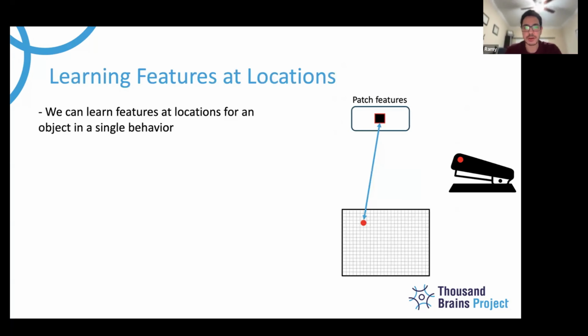Okay, so I'm just going to go now into the more speculative parts. This first part is the same. We already know that this is how we learn features at locations. We're getting some patch features, and we move through the object's reference frame and learn the associations like that on an object.